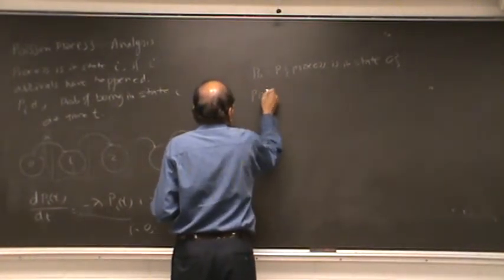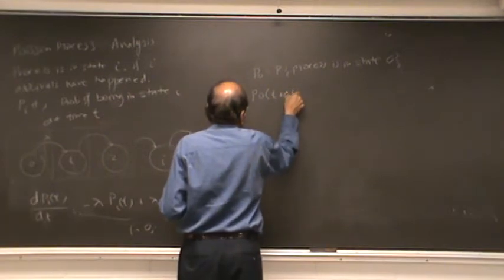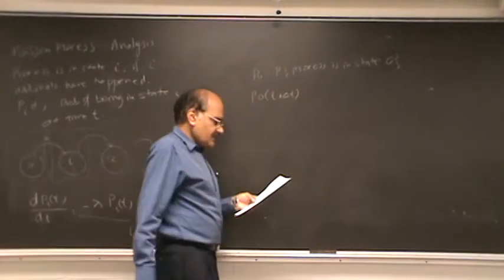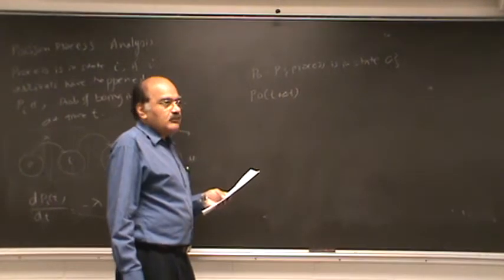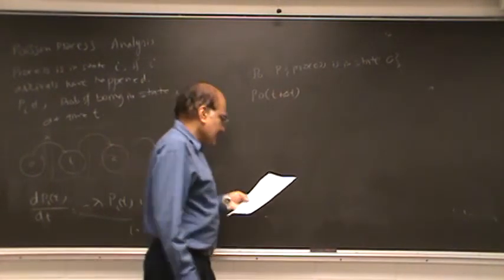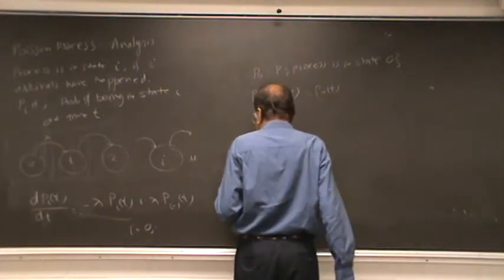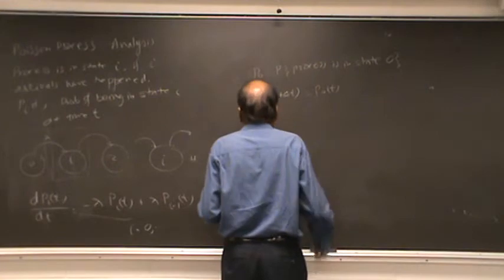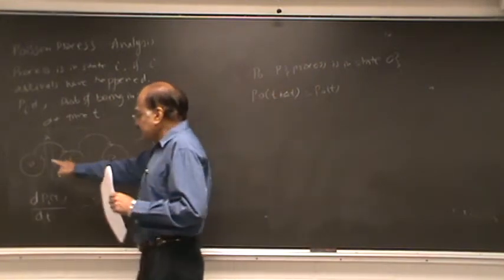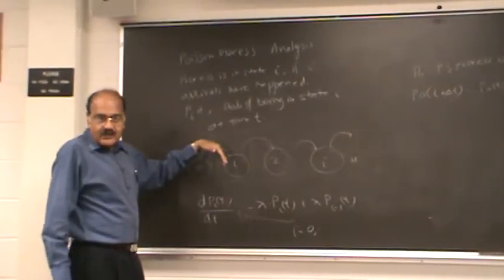Okay, now what about P0 at some t plus delta t? So how much different would it be compared with P0(t)? And the answer is that, now notice for P0, there's nothing coming in. So you only have stuff going out.